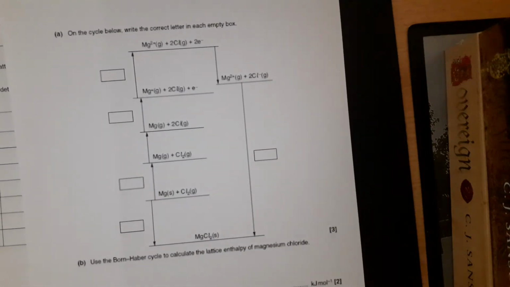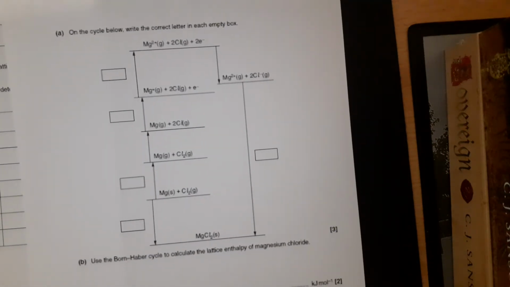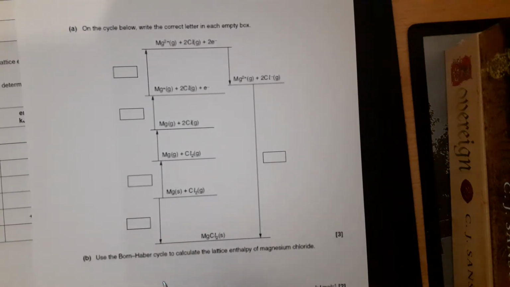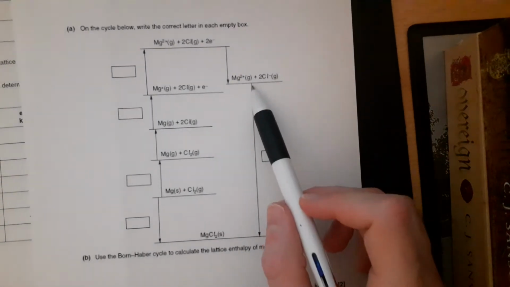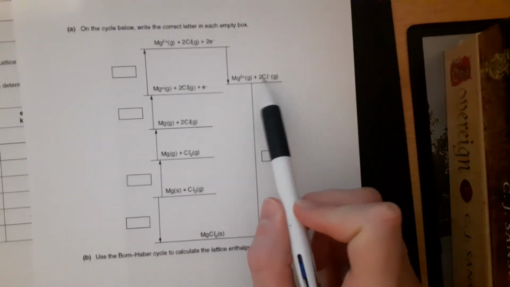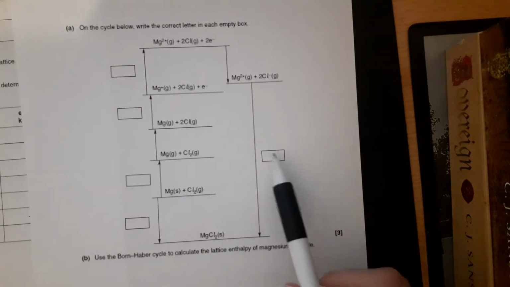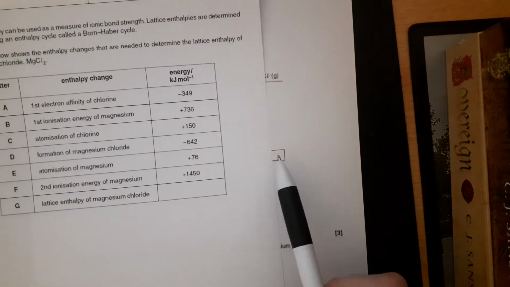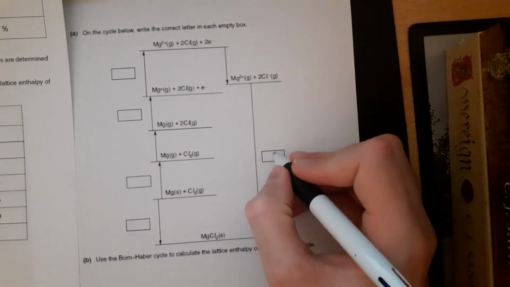What we've got to do here is another one of these matching up the right enthalpy changes to the diagram. So what's going on? This is the most obvious one here, this big negative one. We've got gaseous ions here and we've got a solid. This is the lattice enthalpy. So which letter is that? The lattice enthalpy is G here. So that should be that one.